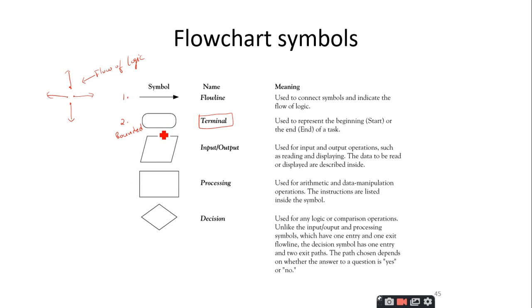And the purpose of this rounded rectangle, the terminal symbol, is to represent the start and end of the task. Whenever you start an algorithm or a flowchart, you should represent it with this start symbol. So you put a rounded rectangle like this and label it as start. In between you can use so many symbols. And finally you end the algorithm or the flowchart with the same terminal symbol, but you name it as the end symbol.